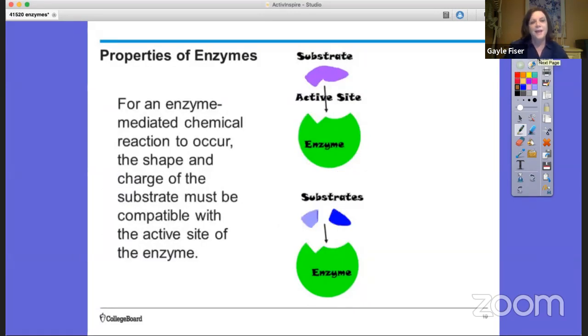All right, for an enzyme-mediated chemical reaction to occur, the shape and the charge of the substrate must be compatible with the active site of the enzyme. So not only does this need to be the right shape to fit, the charge of this substrate and the charge of this enzyme must also be compatible, okay?